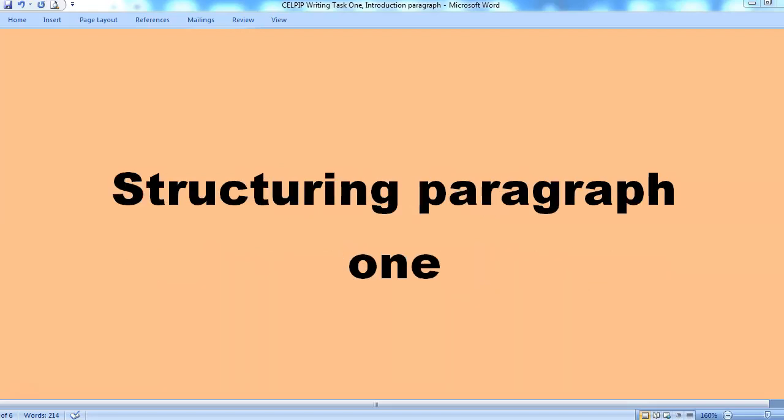So in this lesson, we will be looking at 2 elements. One is identifying the task and the topic given in the question, and how do we structure our paragraph 1 to make it more appealing to the examiner or the e-rating system.